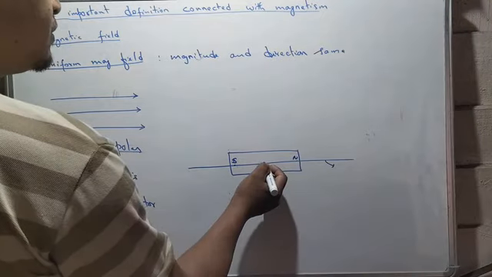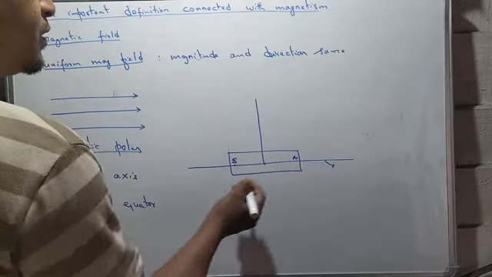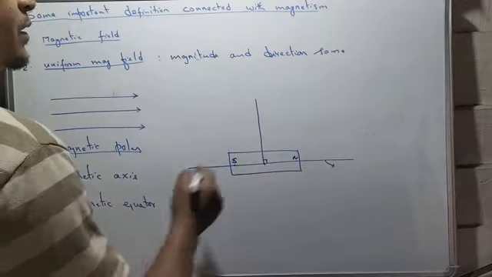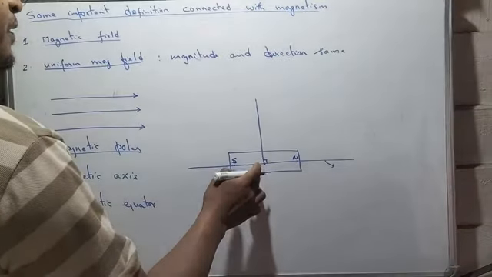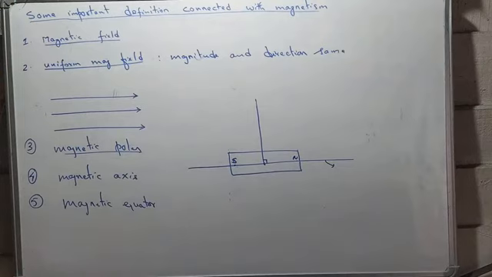Definition number 5 is magnetic equator. Magnetic equator is a line drawn perpendicular to the center of the magnet. So this perpendicular line passing through the center is known as the magnetic equator.